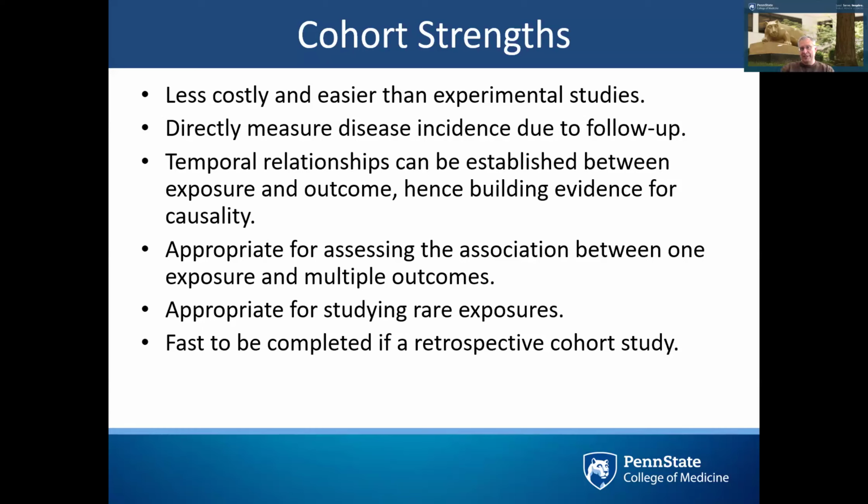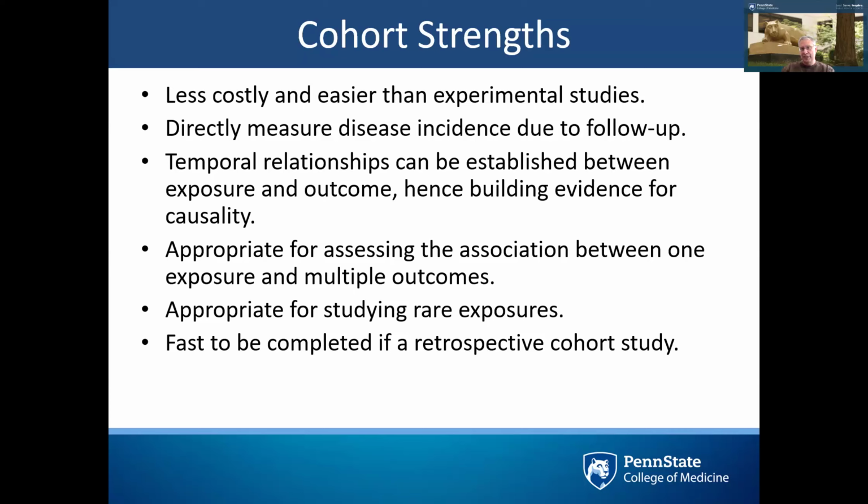Cohort studies directly measure disease incidence due to follow-up. So if incidence is your goal, a cohort study is a good design. Temporal relationships can be established between the exposure and the outcome, so you can build evidence for causality.